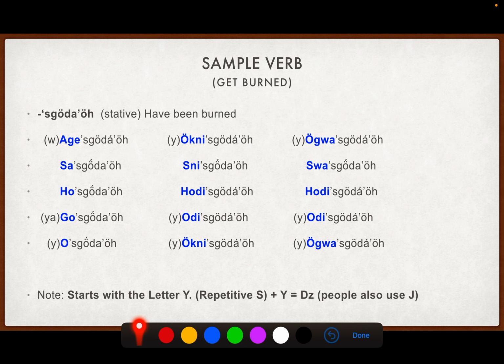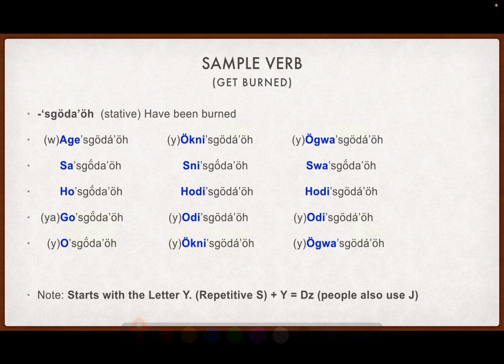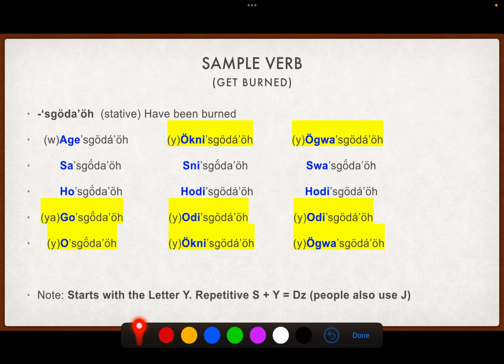So those are the ones that are going to change to a DZ. So if we do that, well, I highlight them, right? Those are the ones that all have to change. They all start with the letter Y. So now we need to make those repetitive.